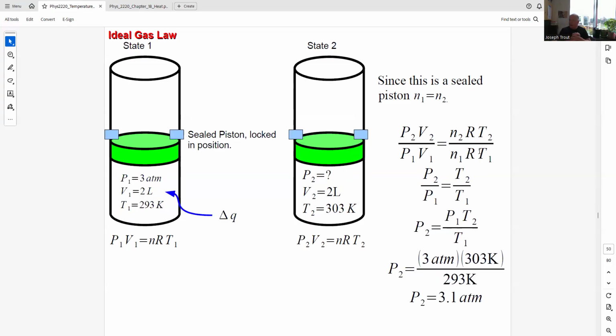If we lock the piston in place, then our volume doesn't change. And if we add heat to raise the temperature, we can solve for the second temperature.